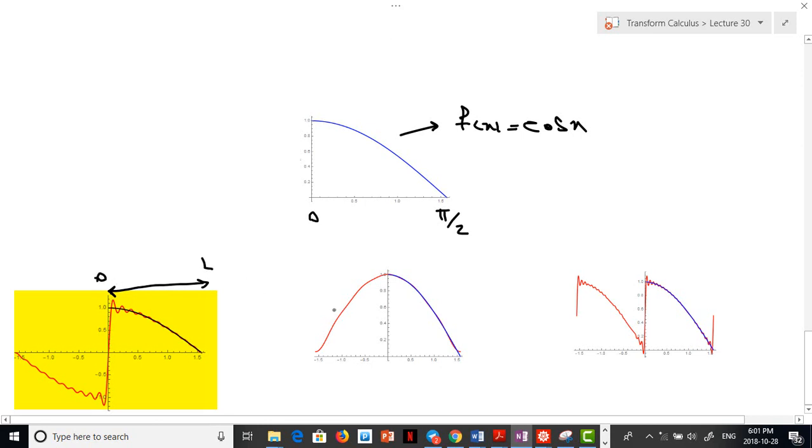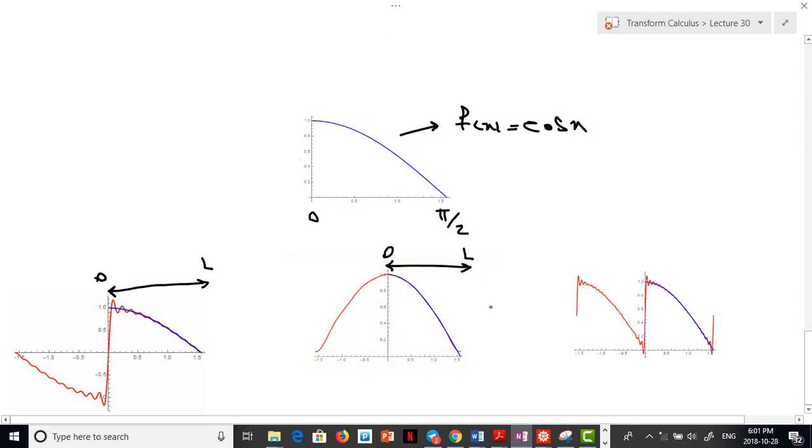In the second solution, we assumed that we can reflect the function with respect to the y-axis. So now we have an even function. We can find the Fourier series of an even function, which is a cosine series, and then we find it. So it's the red one. But again, what we want is the range of 0 to L.